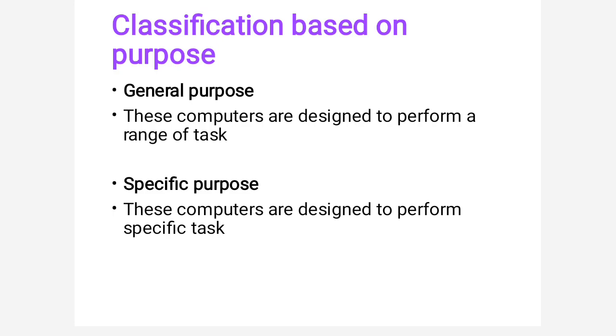So let me recall it once again. Computers can be classified based on the purpose and data handling. Based on purpose, I can classify the computers into general purpose and specific purpose. General purpose computers are computers that are going to perform a large number of tasks. Specific purpose computers are computers that are going to perform only one particular task. Task means work. Okay.